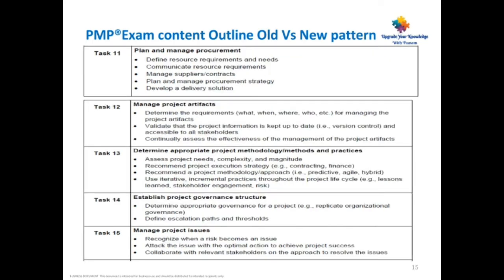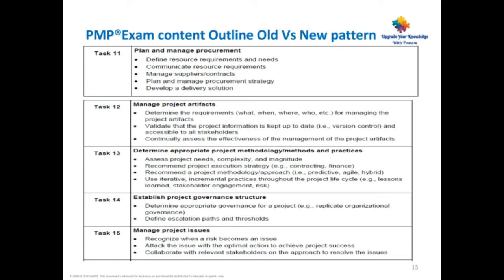Coming to the next slide, task number 11, plan and manage procurement: define resource requirements, communicate resource requirements, manage suppliers contracts, plan and manage procurement strategy, develop a delivery solution. This procurement also is there in two different domains, that is planning phase as well as monitoring and controlling. Here it comes under process domain.